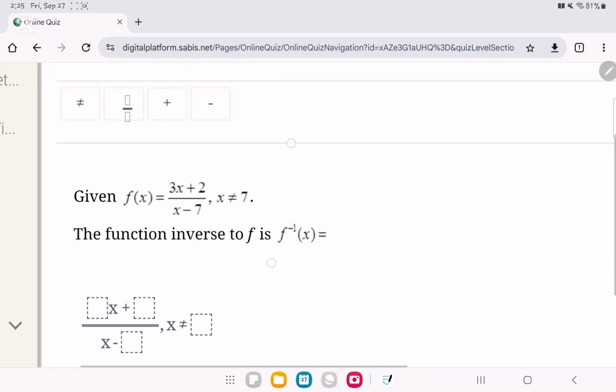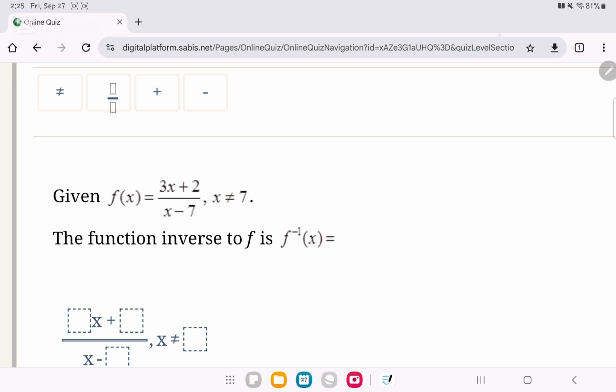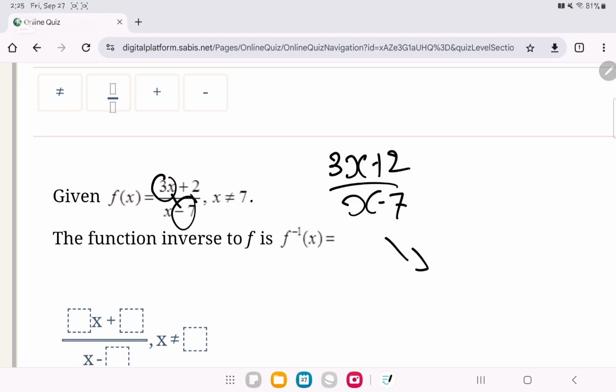Question number 15. This is very important. Let's do first of all the easy way. Okay? If we're talking about the easy way, we said we're gonna flip these. This was similar to the question before. We're gonna flip these. Sorry, originally it was 3x plus 2 over x minus 7. It will then become minus 7x plus 2 over x plus 3.